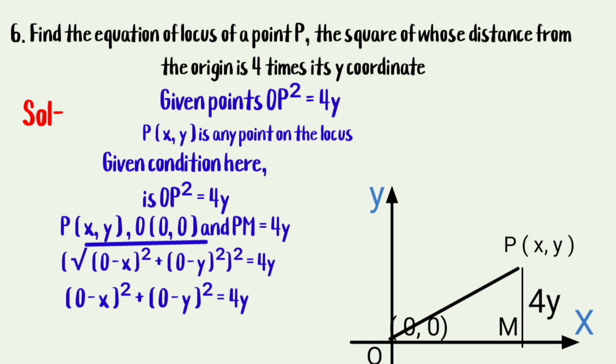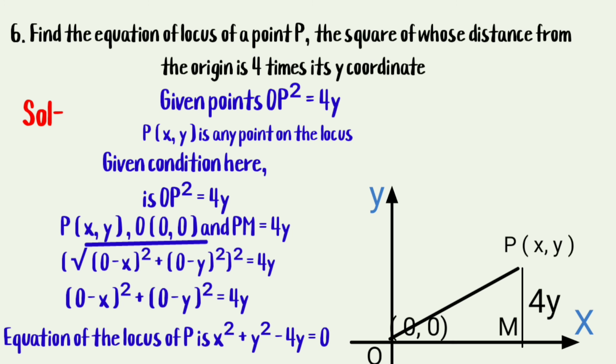So the equation of the locus of P is x square plus y square; taking 4y to the left side, minus 4y is equal to 0. So here the equation of the locus of P is x square plus y square minus 4y is equal to 0. That's it.